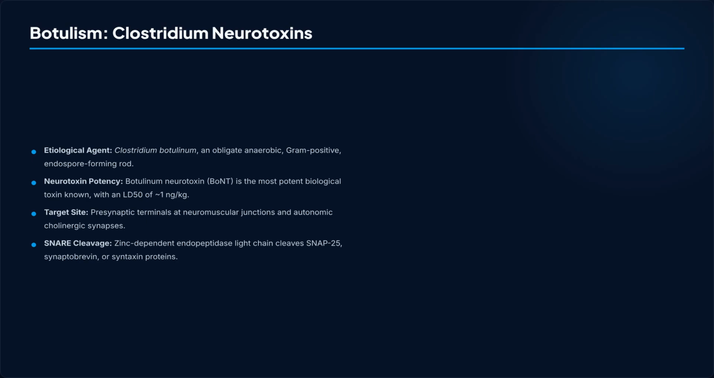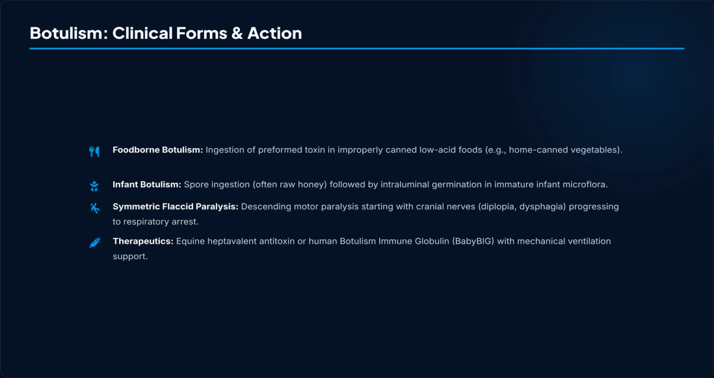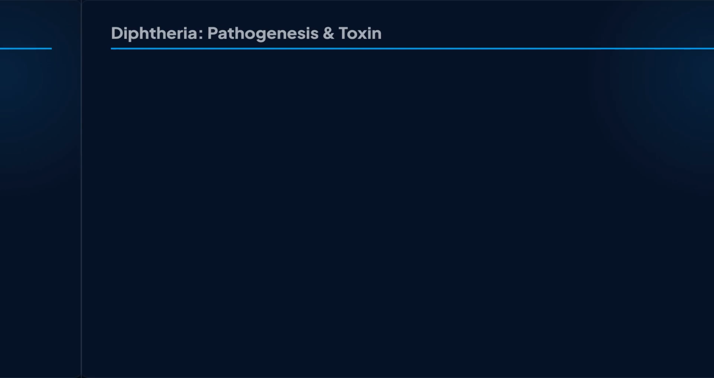Next, we examine Clostridium botulinum, an anaerobic spore-forming rod. It produces the most potent biological toxin known. This neurotoxin targets the presynaptic terminals of neuromuscular junctions, cleaving essential SNARE proteins and blocking neurotransmitter release. Botulism manifests in several forms, including foodborne and infant botulism. Clinical symptoms involve symmetric flaccid paralysis that can progress to respiratory arrest. Treatment requires antitoxins and often mechanical ventilation support.